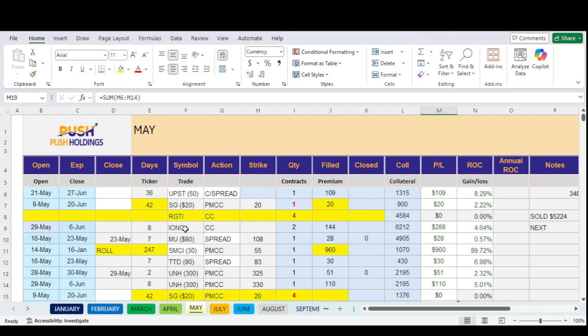The next one is IonQ. Once again, I have decided I'm going to get rid of this as well, because the share price has also gone up and is higher than my average cost. So now I'm going to close it in order to lock in some investment gains. That's why I made a little note here that says next. So come expiration date of June 6th, once I close out this contract, I will be saying goodbye to IonQ.